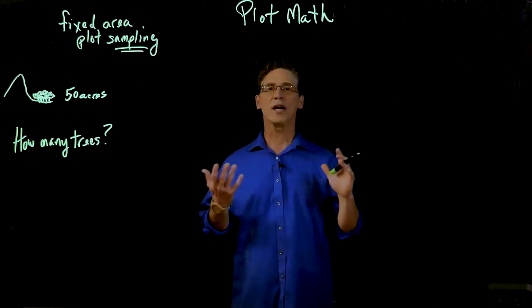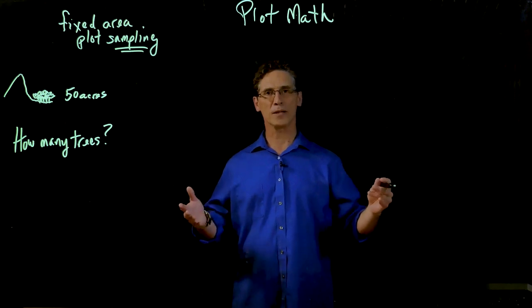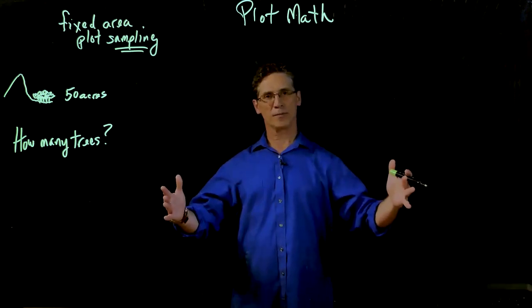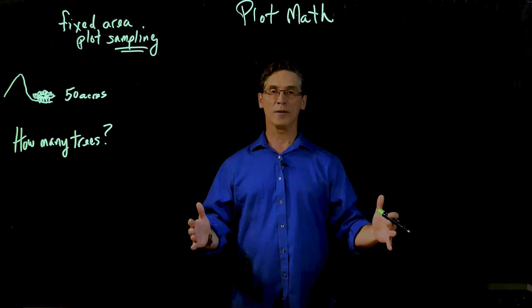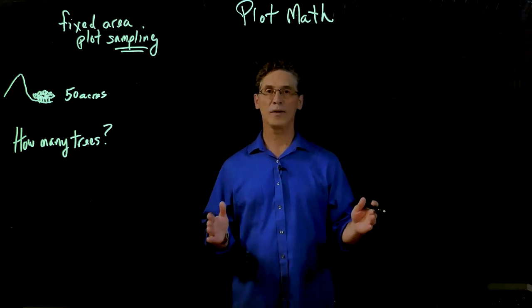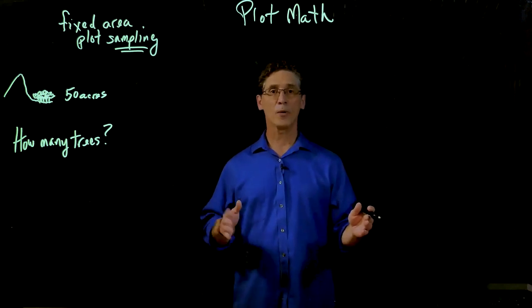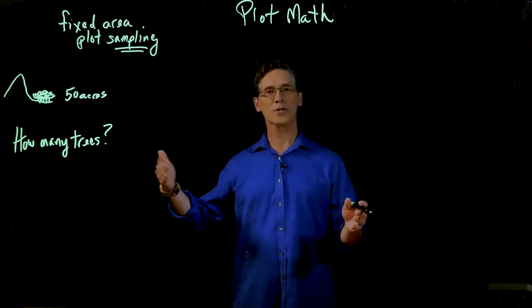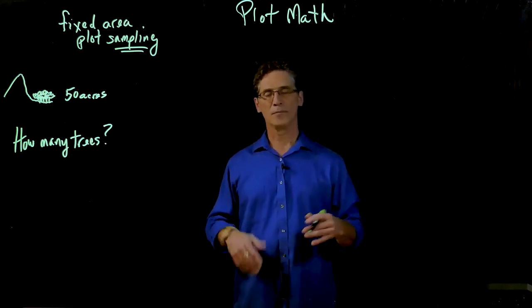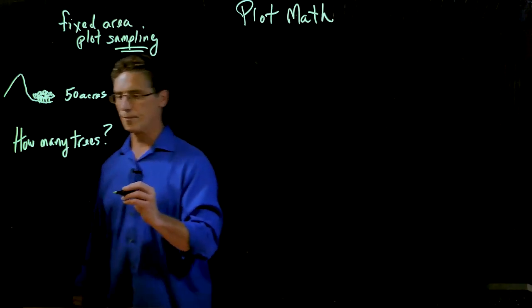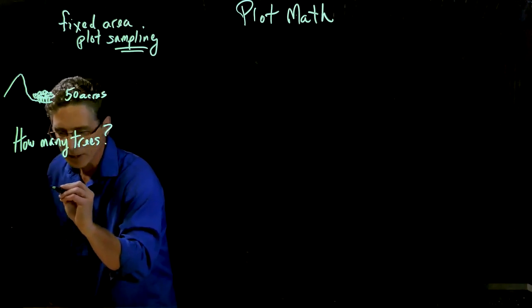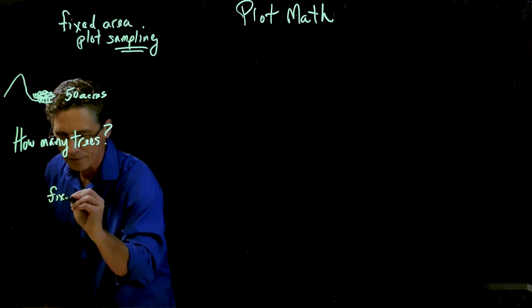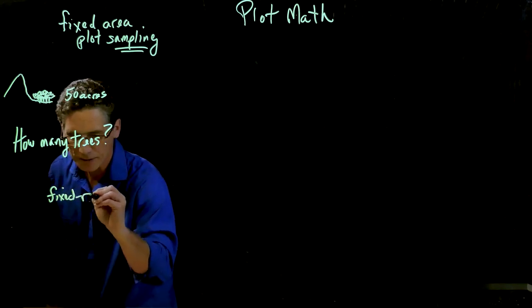Now, fixed area plot sampling basically means that we're going to have an area in the forest that we're going to count some trees on, but it's going to be a lot smaller than the area we're interested in. And we're going to repeat that a bunch of times throughout the forest, and then we're going to get a bunch of those counts and then come up with the numbers. So the particular type I'm going to talk about is what's called fixed radius sampling.